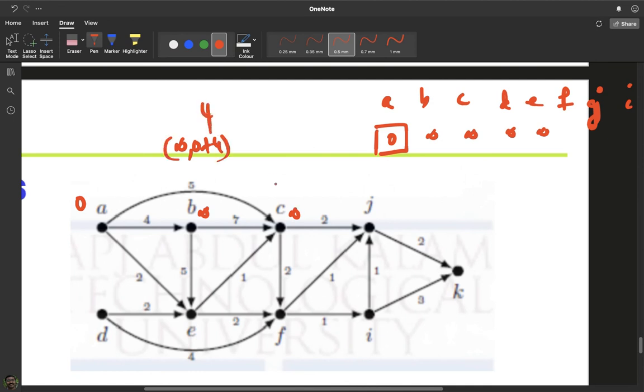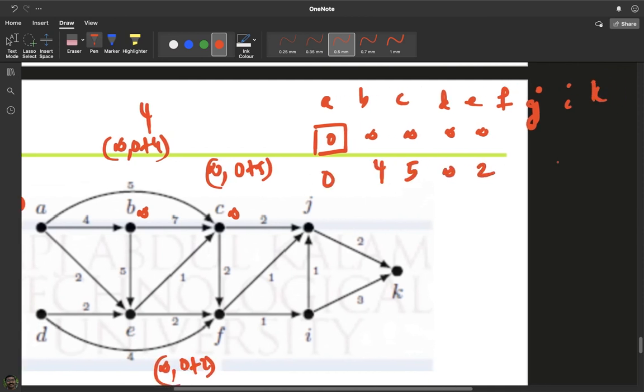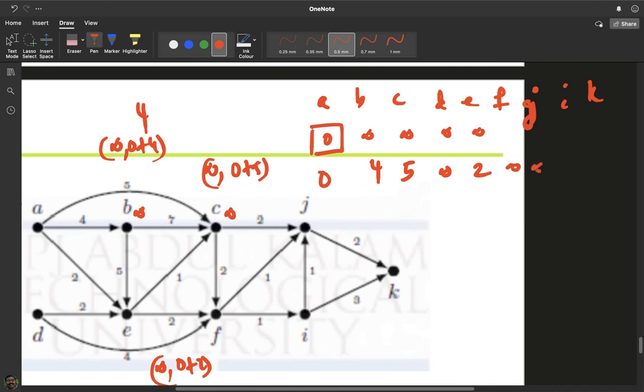The weight of C will again be the minimum of infinity or weight of A plus 5, which is 5. Similarly, the weight of E will be the minimum of infinity, comma, 0 plus 2, which is 2. So A is 0, B has weight 4, C has weight 5, D has infinity, E has weight 2, F has infinity. Out of this the smallest one is that of E, so it will be given a permanent label.